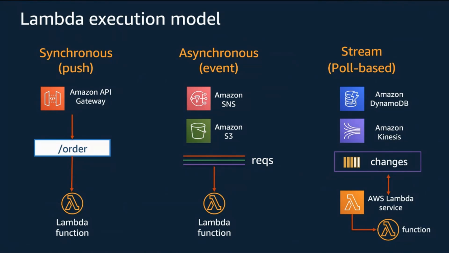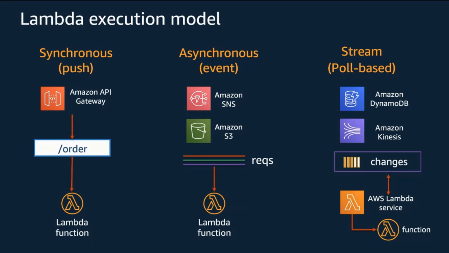So with Lambda, we have a number of different execution models that we support. There's the synchronous push-based model, and in this case with API Gateway, where it calls the order API, this then invokes a Lambda function, which may then interact with another service, and then synchronously can send back the response to the client. So in a synchronous model, the client waits for the response back from the service before proceeding.